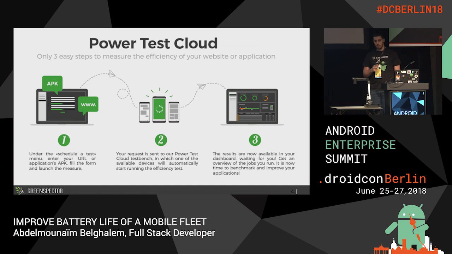The tool we used during the use case I'm going to present to you is called the Power Test Cloud. It's basically the biggest tool in Grispector, which is a device farm that allows you to run your UI tests or UX tests and be able to perform energy consumption measurement during those tests, simply using the Power Test Cloud.